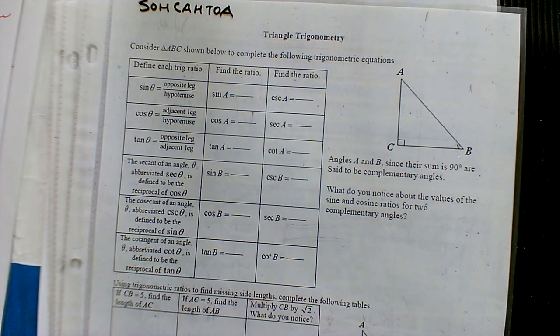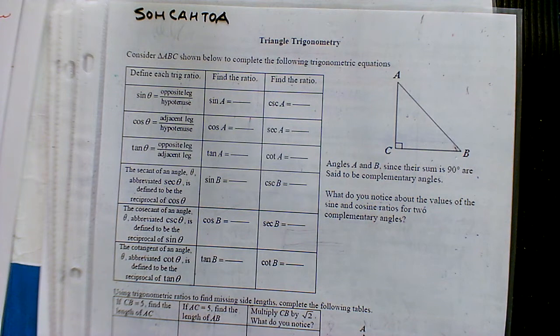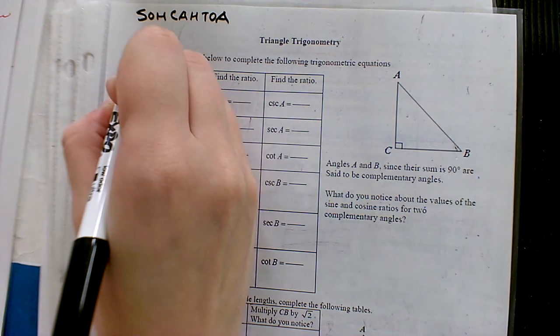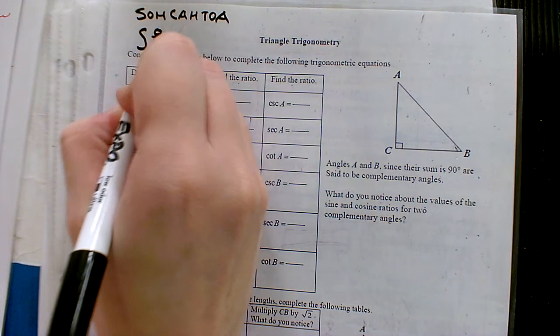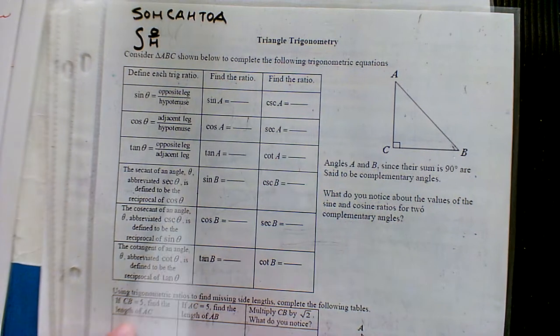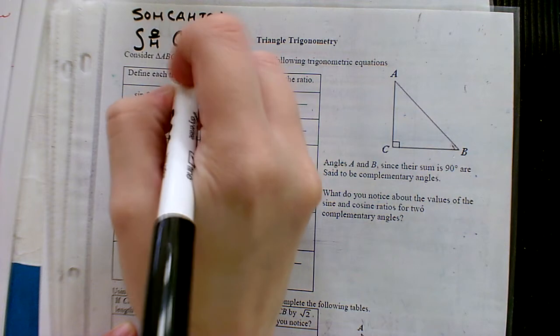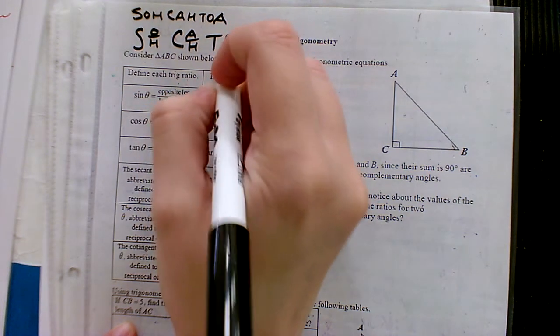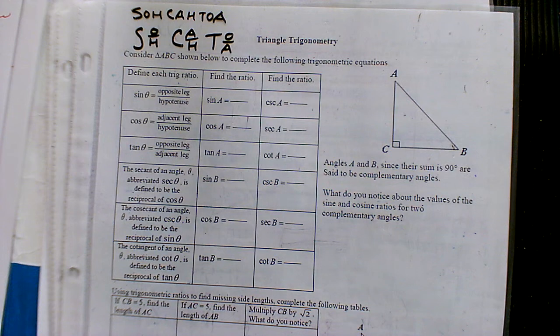SOHCAHTOA. But sometimes I notice that students get the trig fractions or ratios confused if we always write it out like that. So sometimes this is how I write it out. I'll show you how I do this. I do a big S and then O over H for the SOH part, and then CAH, and then TOA. Do you kind of know why I write it like that? Yeah? Which side is over which?